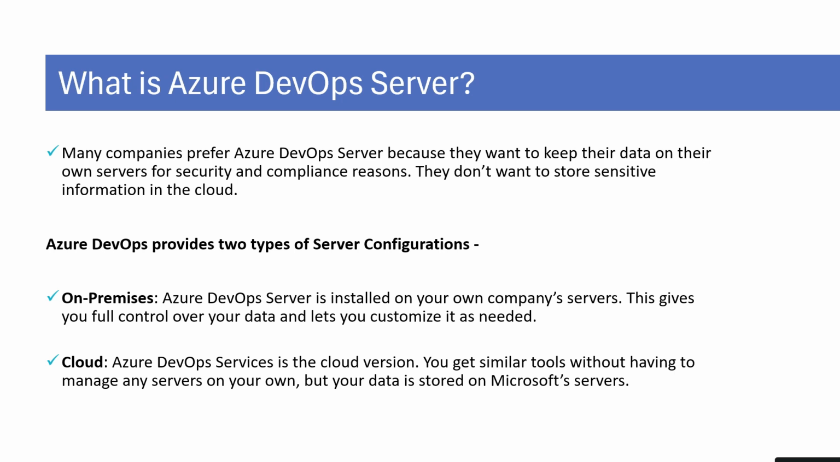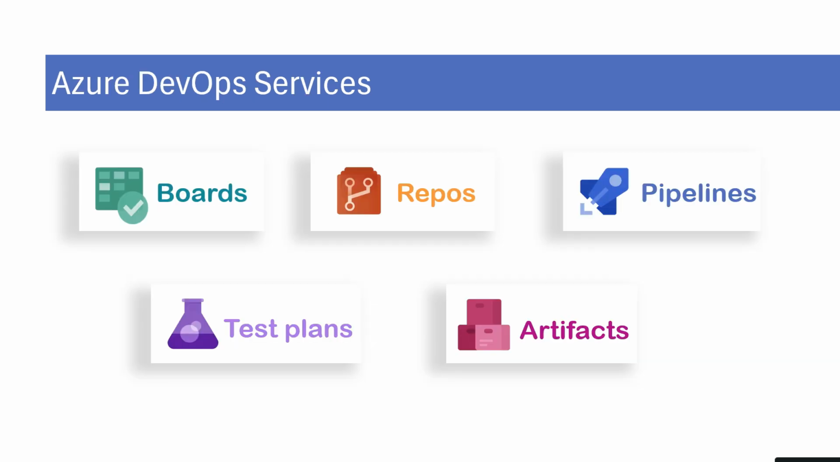And then we have cloud. So for cloud, we have Azure DevOps Services, and it's a cloud version. You can get similar tools without having to manage any servers on your own, but your data is stored on Microsoft servers. So that was a quick overview of Azure DevOps and how it's a robust platform that streamlines everything from project planning to application deployment.